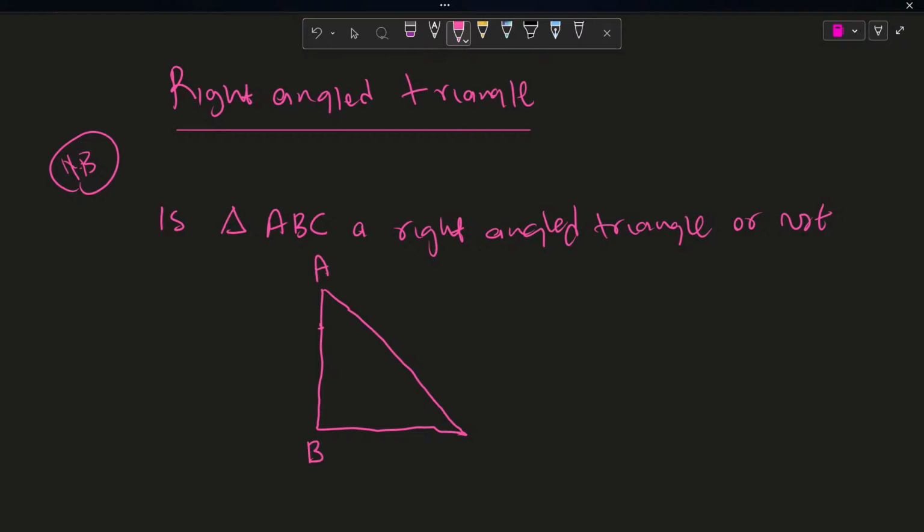A, B, C. Yes, Matozi Rupiwa, it's correct. 5 millimeters, 3 millimeters, 4 millimeters. 4 marks. Look at that.